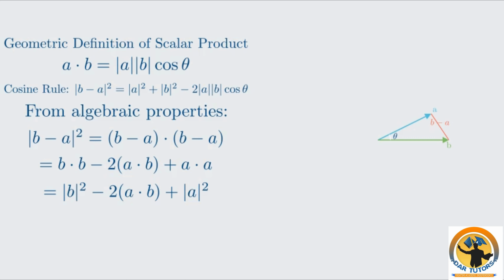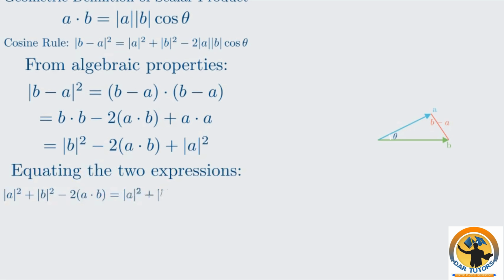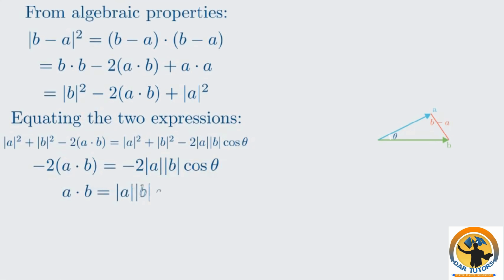We also know that b dot b is the magnitude of b squared, and a dot a is the magnitude of a squared. Now we can equate the two expressions for the magnitude of b minus a squared. Notice that the magnitude of a squared and the magnitude of b squared terms cancel out on both sides. This leaves us with negative 2 times a dot b equals negative 2 times the magnitude of a times the magnitude of b times cosine theta.